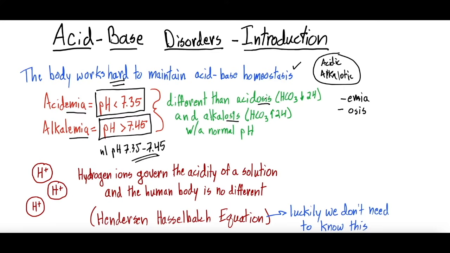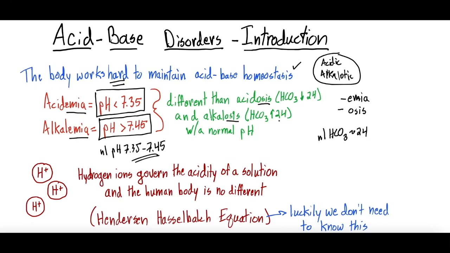Emia versus osis. Acidosis essentially just means that your bicarbonate, which we're going to get into, but can be a measure of your acid-base status, is less than 24, right? So a normal bicarbonate is about 24. So if it's less than 24, you're acidotic. But that doesn't necessarily mean you're acidemic, because your body can compensate for its acidosis and maintain a normal pH in the blood. So if your bicarb is less than 24, you are acidotic. You do have too much acid. But whether you're acidemic or not depends on if your body was able to buffer that acidosis and keep the blood pH normal.